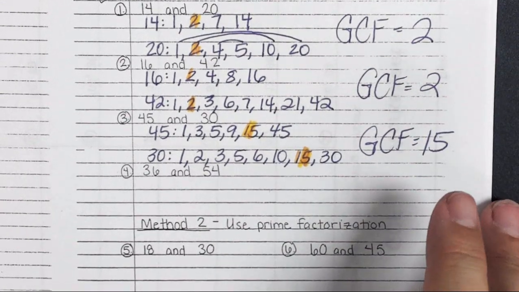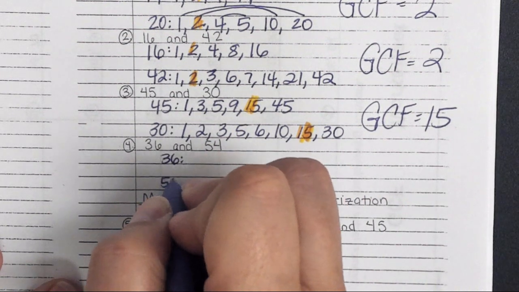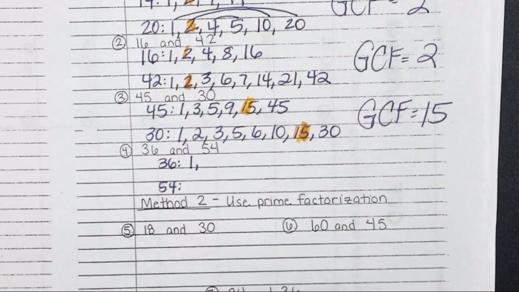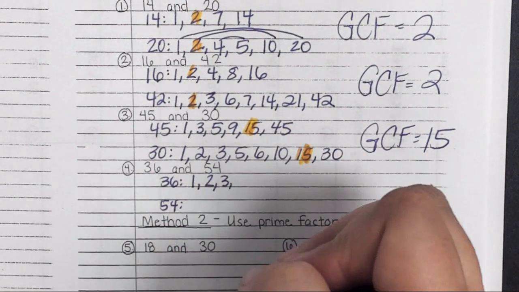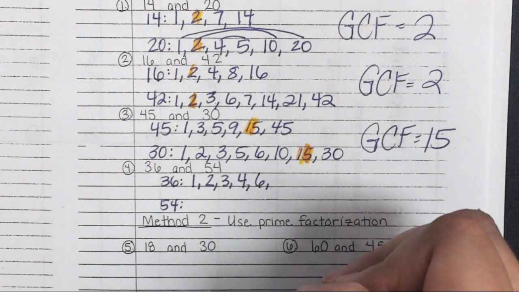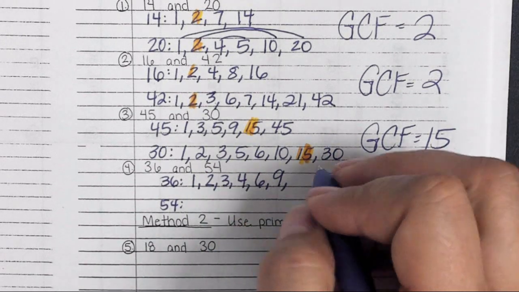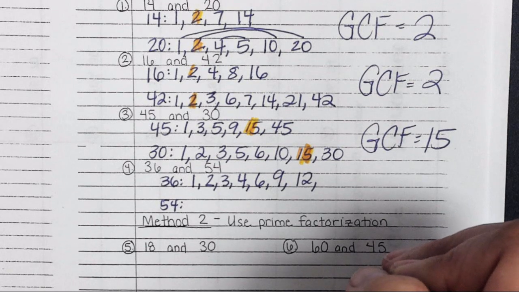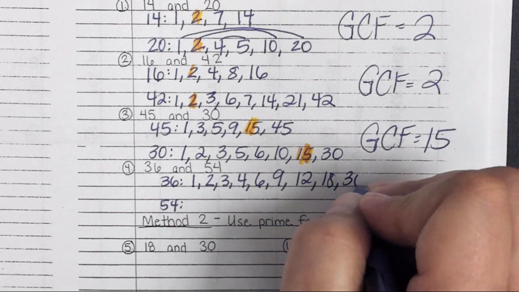Let's do one more this way, then I'm going to show you another way. So we've got 36 and 54. Again, first factor is 1. Then 2, 3, 4. Very good. 6. At this point we have 6 times 6, so then 4 times 9, 3 times 12, 2 times 27. 18. Very good. And then the last one is 36.